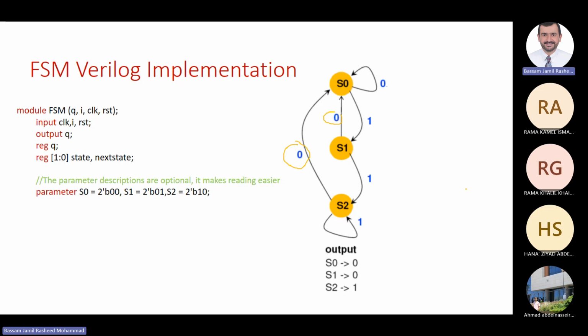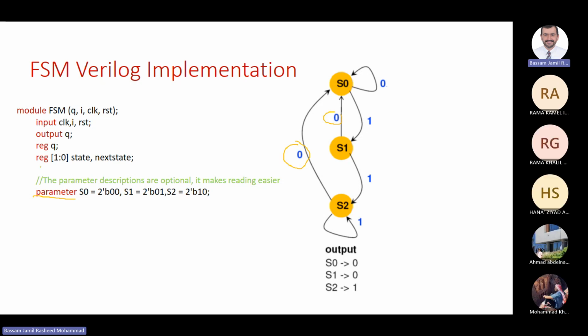What I care about is that I want to implement this state machine in Verilog. The very first thing you notice that I do here is define a parameter for the state value. Since I have three states, I understand that I need two flip-flops to implement them. So I define here a register [1:0], 2 bits, state and next state. This is like my Q and Qn plus one.